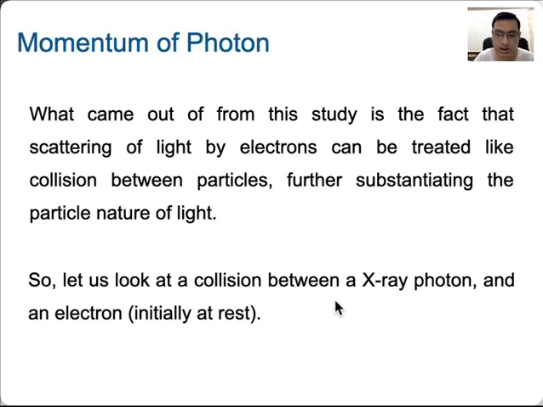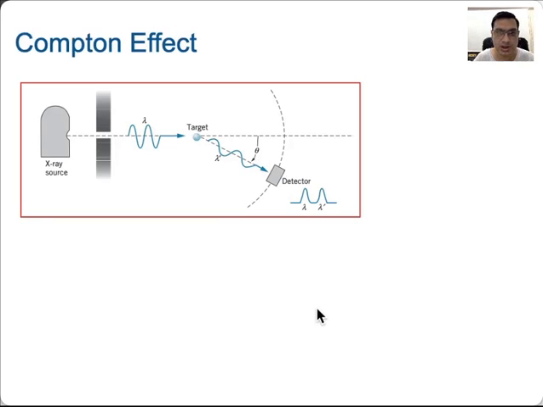So let's look at the collision between an X-ray photon and an electron which is at rest. This is the schematic I have shown you, and this is my X-ray. You know the energy of your radiation, that is h nu, and this is the target which is at rest. Here it's a free electron, and the X-ray reaches the detector with longer wavelength, so less energy. So let's apply energy conservation.